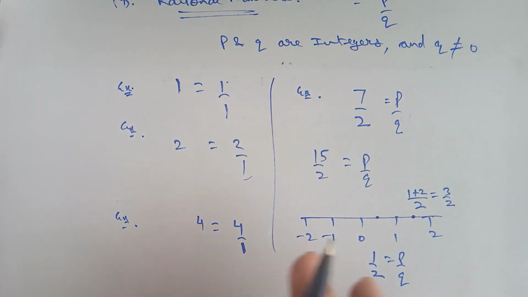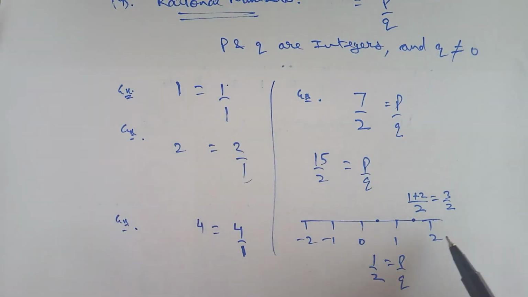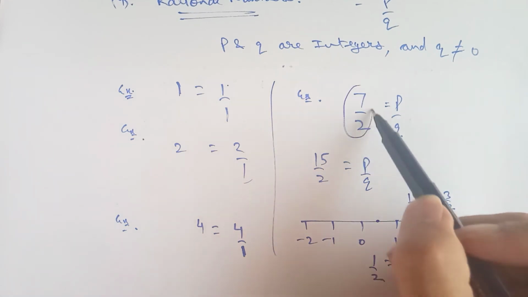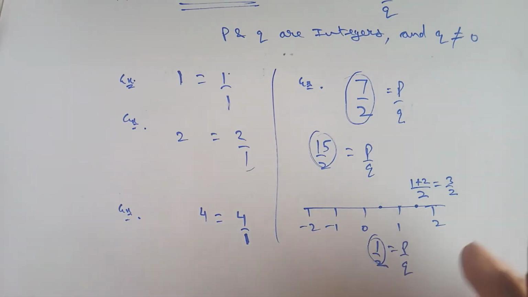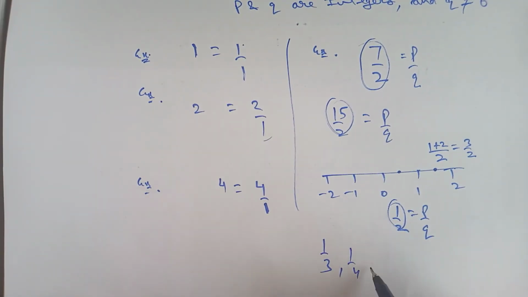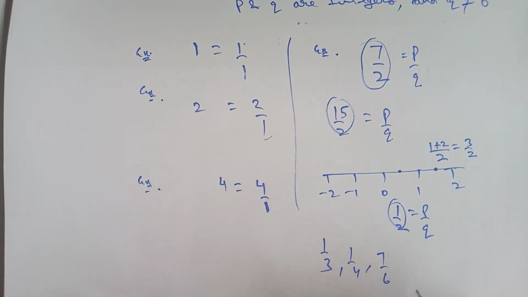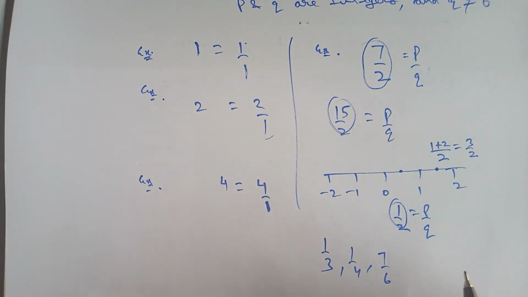So there are many more rational numbers that I didn't write in the starting. But yes, all these numbers, 7 by 2, 15 by 2, 1 by 2, and many more. Let's say 1 by 3, 1 by 4, 7 by 6. These all are rational numbers because they fulfill the condition of a number being a rational number: p and q are integers and q here is not equal to 0.